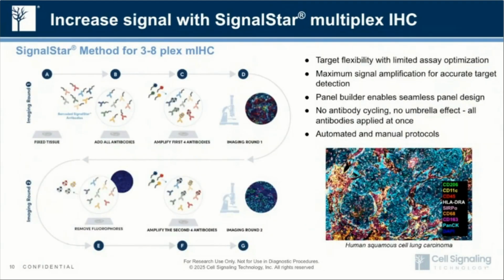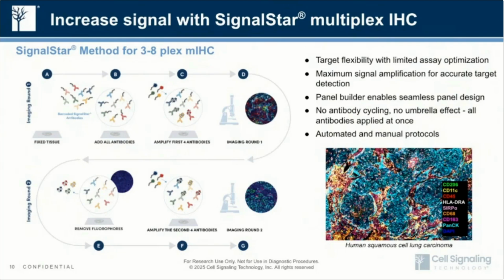And lastly, I wanted to go through our SignalStar Multiplex IHC. SignalStar is a method for approximately 3 to 8-plex imaging. And really the difference between this and our previous methodologies is the signal amplification. SignalStar enables 1,000-fold amplification of the fluorescent signal due to its nature of complementary oligo formations. This enables target flexibility with limited assay optimization. All of the antibodies that are available for SignalStar have already been validated in 8-plex and are available in different formulations and different panel designs.